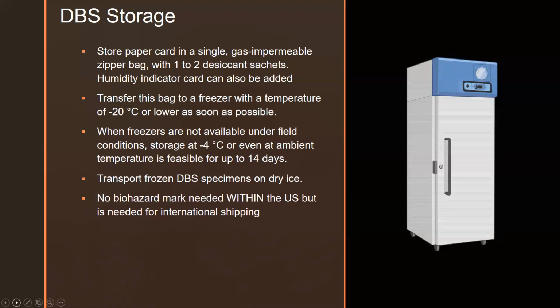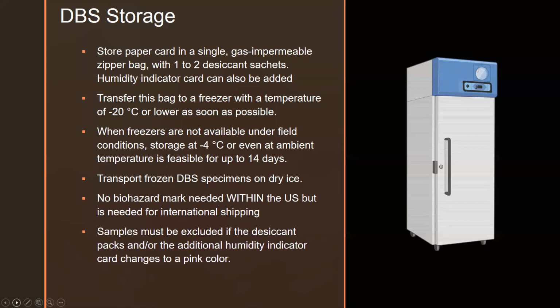No biohazard marks are needed. I was actually very surprised by this, within the US whenever you're doing DBS, but the biohazard mark is needed whenever it's going through international shipping. So going back to point one, those desiccant packs and that humidity indicator are really important, because if there is evidence that humidity has reached your sample during transport, it's a good idea to exclude them.